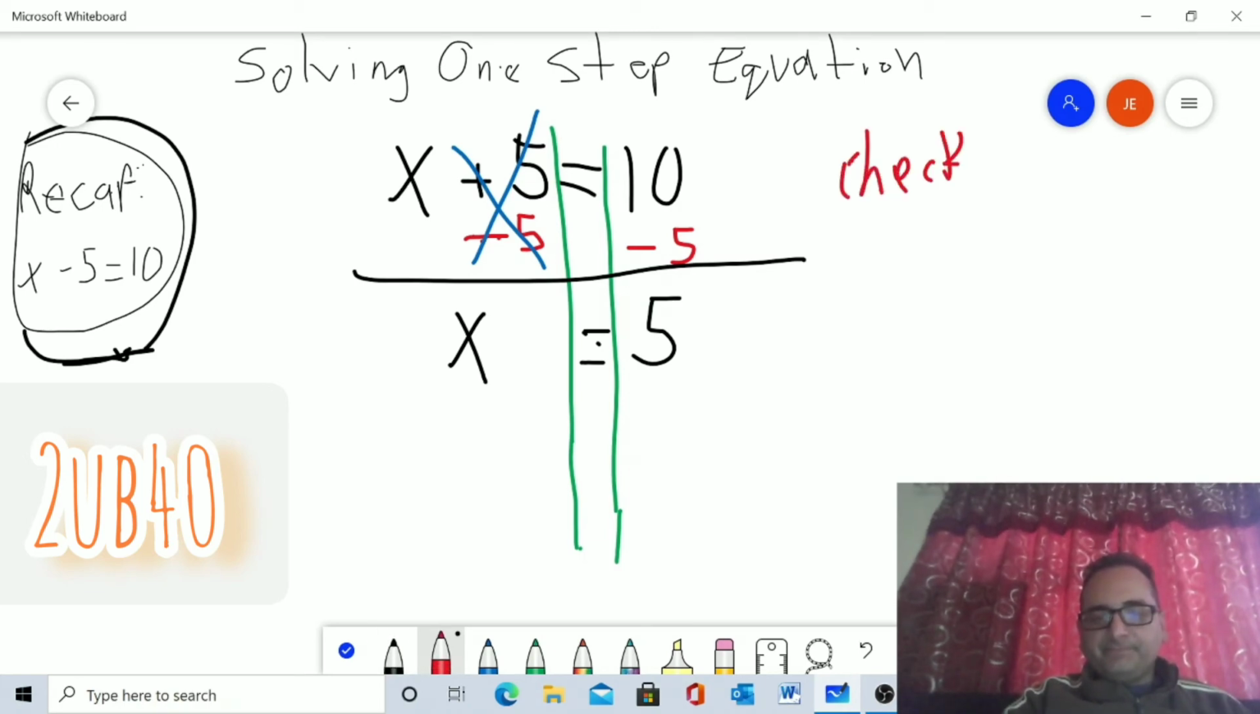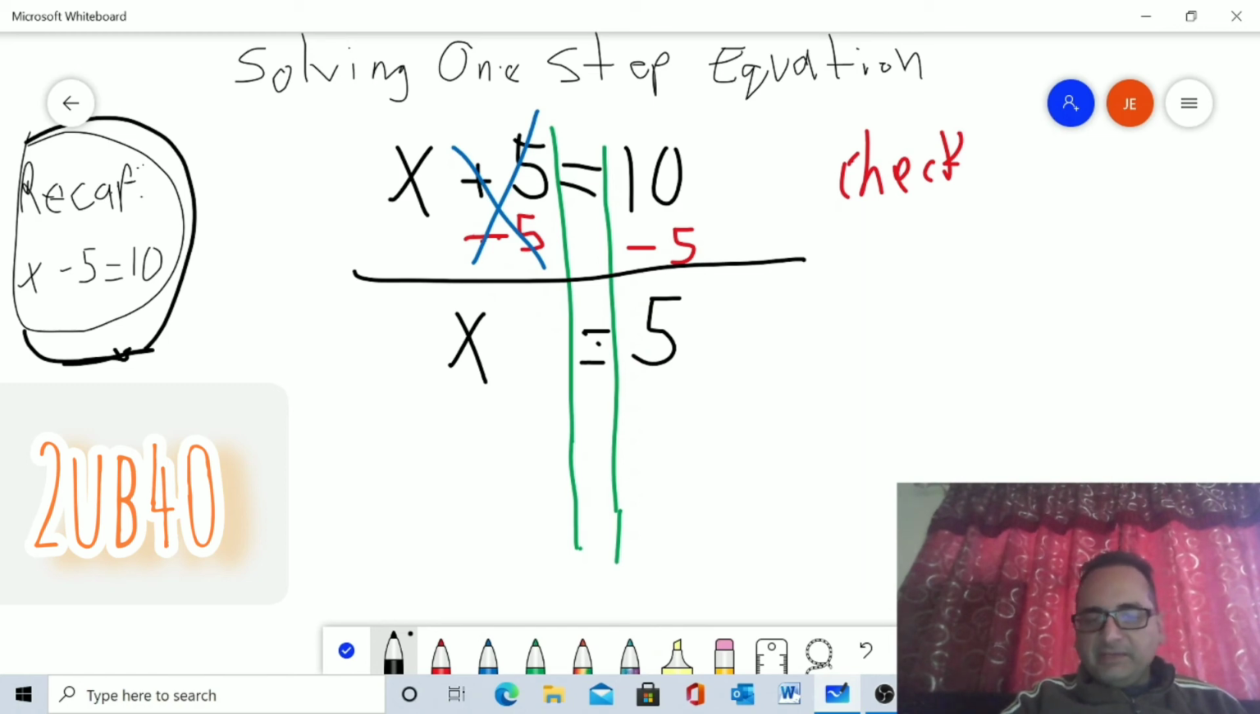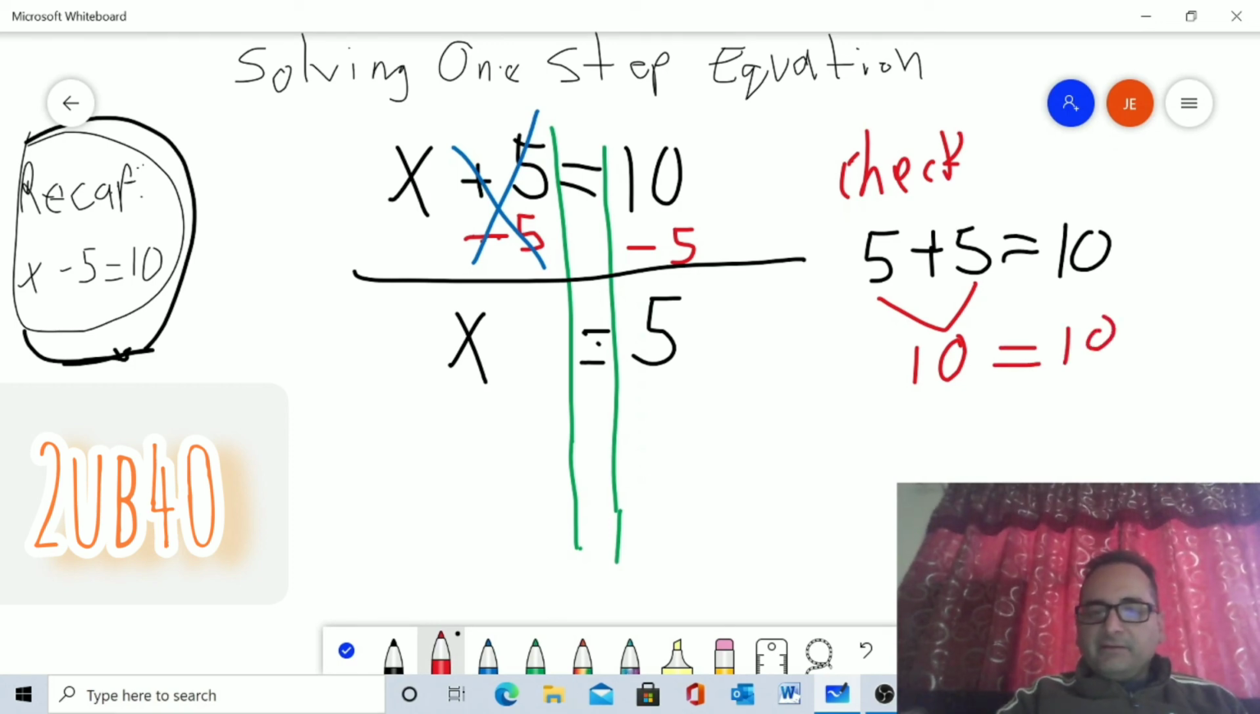Check. We go back to the original equation, x plus 5 equals 10, but instead of the variable x, I will plug in a 5. So 5 plus 5 equals 10. Is that true? Well, 5 plus 5 is 10, so therefore 10 equals 10, and our equation came out to be true.